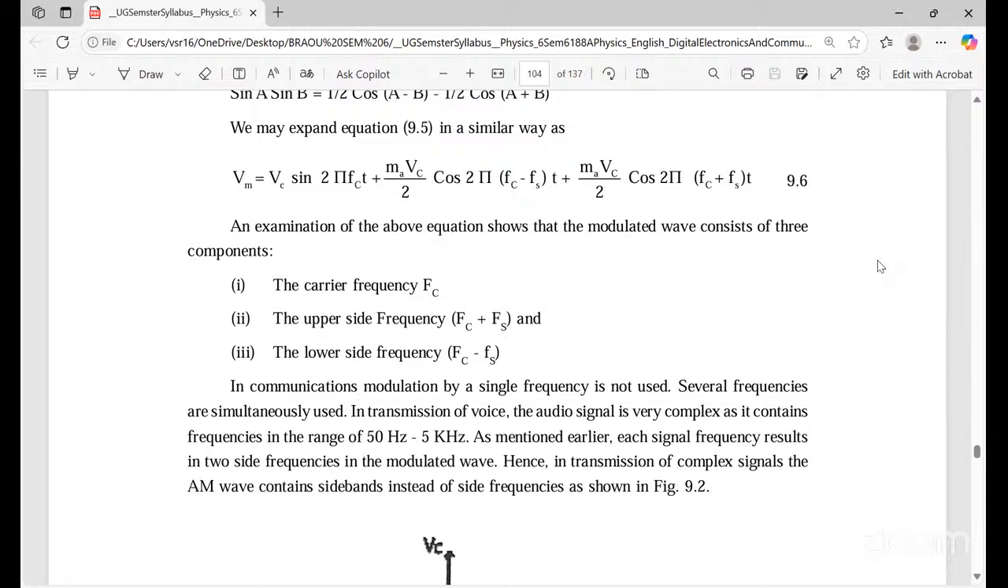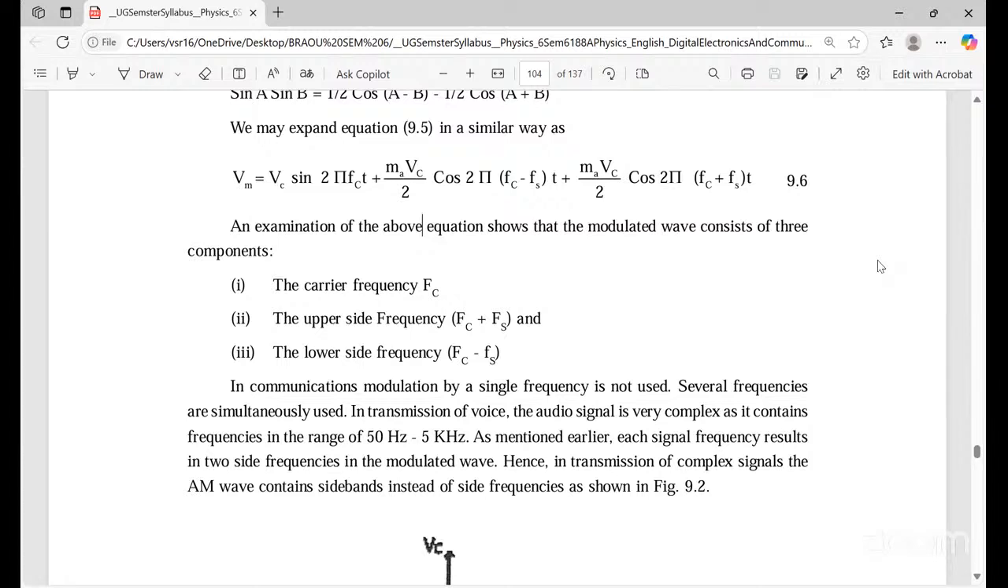One is the carrier frequency Fc. There is the upper side frequency USF, which is adding the signal frequency to the carrier frequency. If it is added, it is the upper side; if it is subtracted, it is the lower side frequency. Okay. So several types of frequencies we have been using.